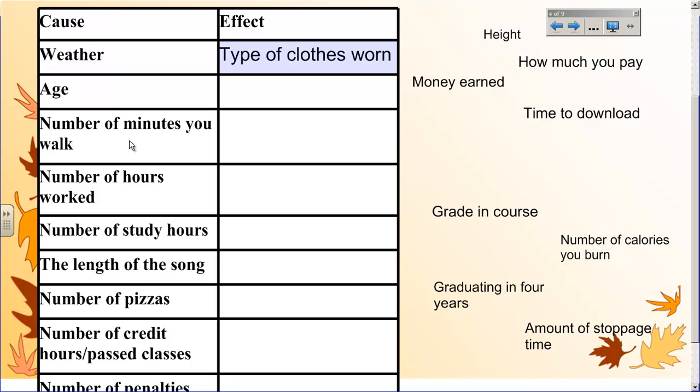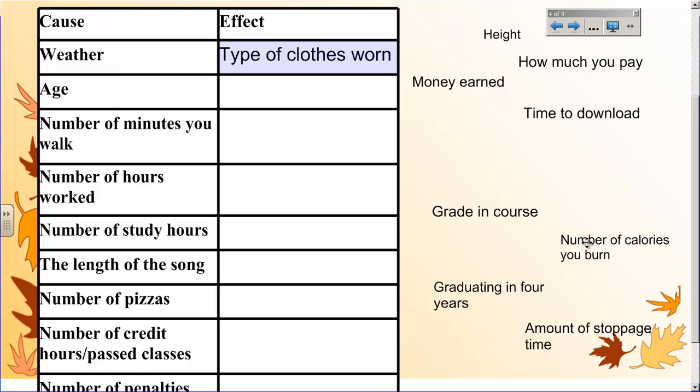Okay, so let's do this one down here. The number of minutes you walk. The number of minutes you walk is the independent variable. So something depends on the number of minutes you walk. So your grade in this class does not depend on how many minutes you walk. You can walk all day long and your grade in this class could not change. How much time it takes to download something, I don't think walking has anything to do with that.